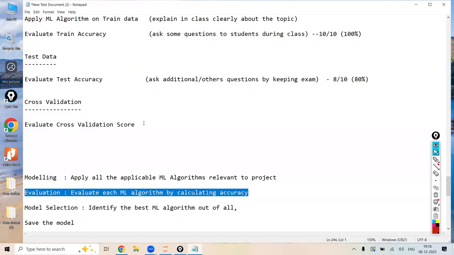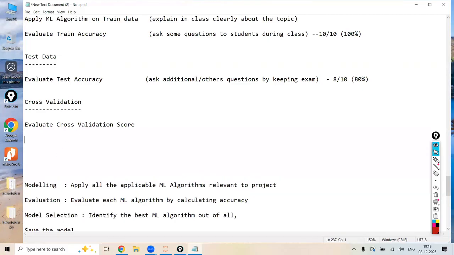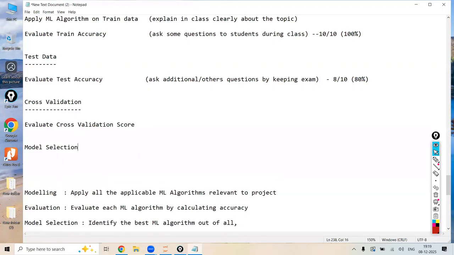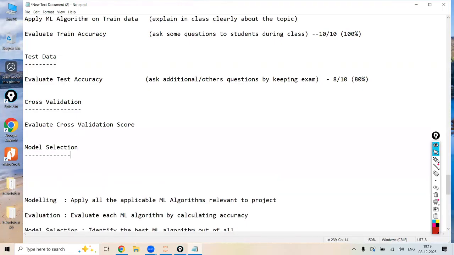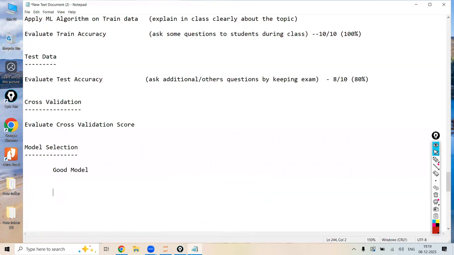Every student, same way. So how many algorithms are there? Every algorithm we are going to do. And finally, we are going to do model selection. Now, what is meant by model selection here, miss? Which is called a good model. So here we have the good model and the bad model. Two models are there. Now, what is meant by good model?